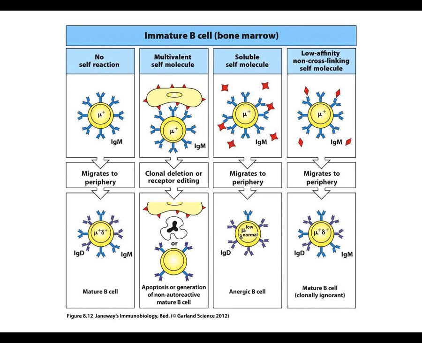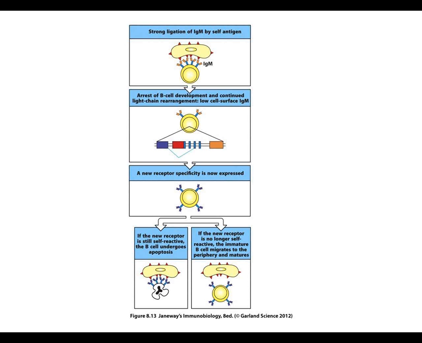B cells are not MHC restricted, so they don't have that step, but they still have this negative selection in that if they're autoreactive, they're selected against.